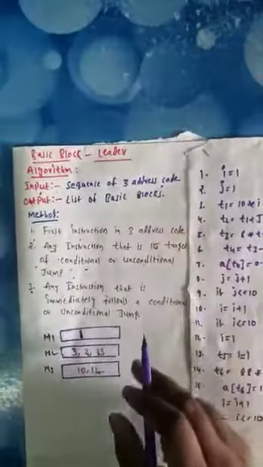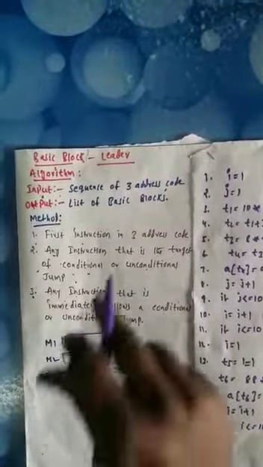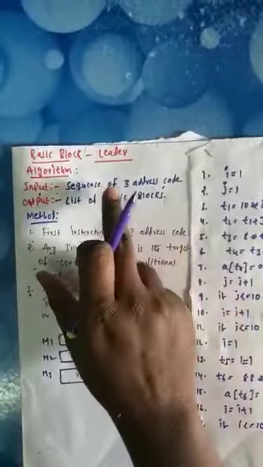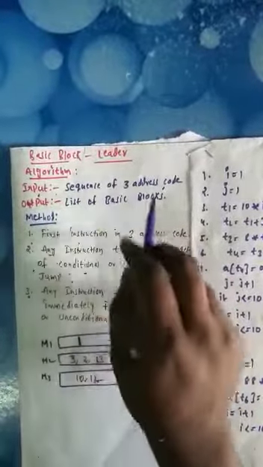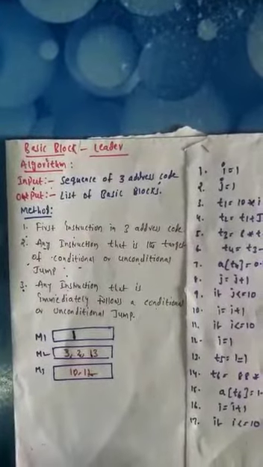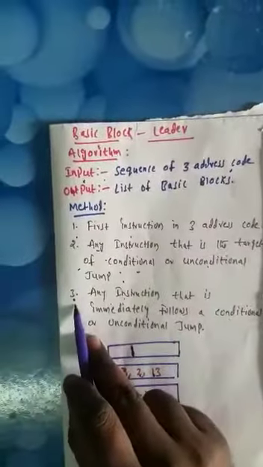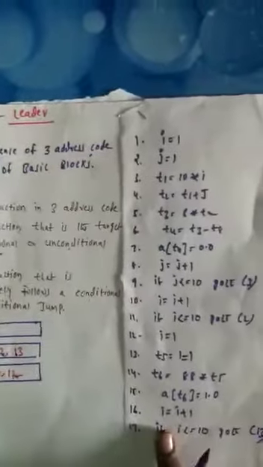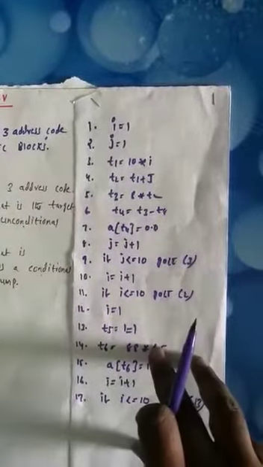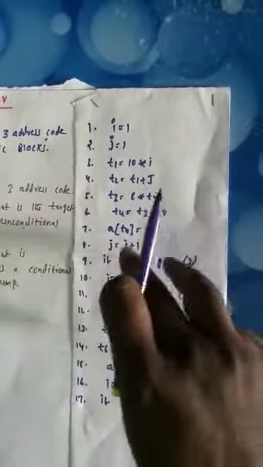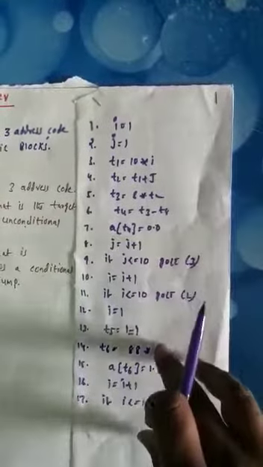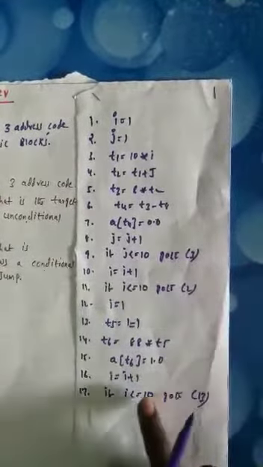We have an algorithm to find the leaders as well as the basic blocks. The input of this algorithm is a sequence of three address code, and the output is a list of basic blocks. These are the set of instructions. Here we have 17 instructions, and out of them we can find the leaders and how the basic blocks are formed.